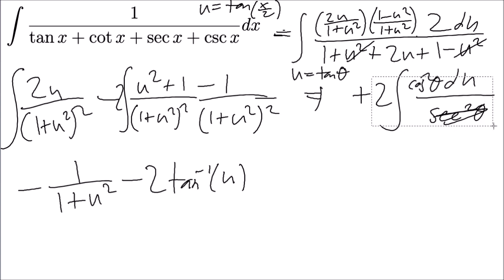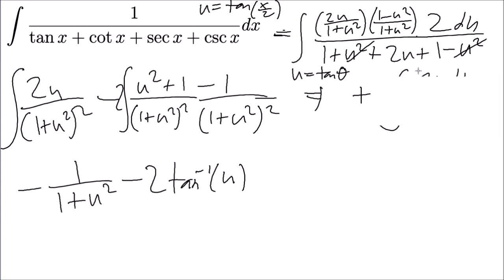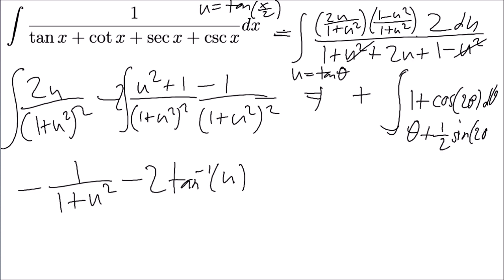Well, I can actually take in the 2, absorb the 2, and this would just be 1 plus cosine 2 theta d theta. And we get theta plus half of sine 2 theta. That looks right, yeah. And then we have the inverse tangent of u, which is x over 2.